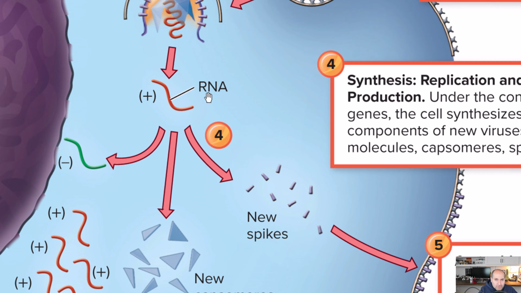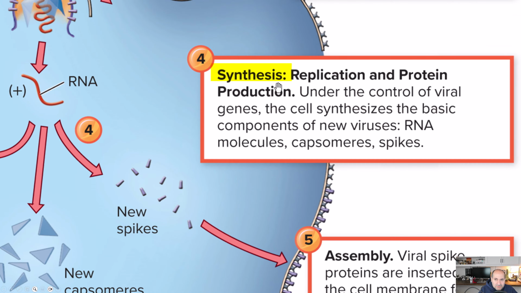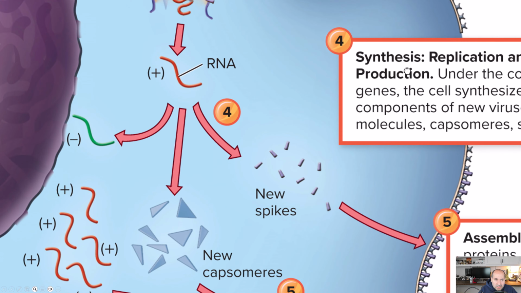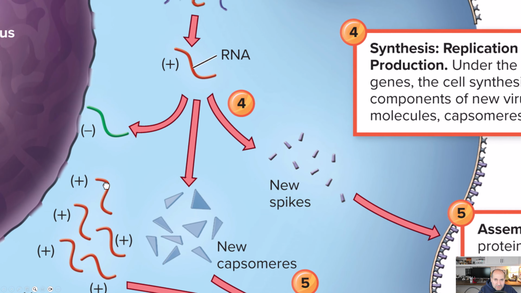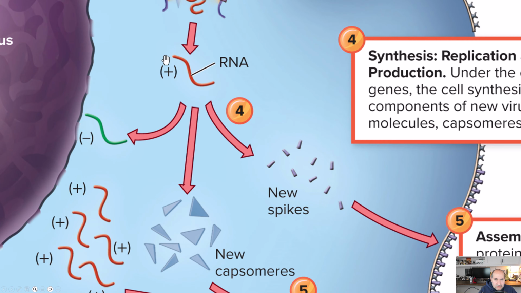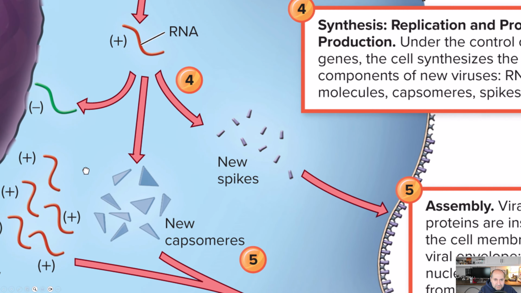That RNA genome then undergoes what's known as synthesis. Synthesis includes replication and protein production. Here, during the synthesis stage, more genome is synthesized. So if the genome, in this case, is a positive sense RNA genome, the positive sense RNA genome is copied to form more positive sense RNA genome. This is done with RNA polymerase.